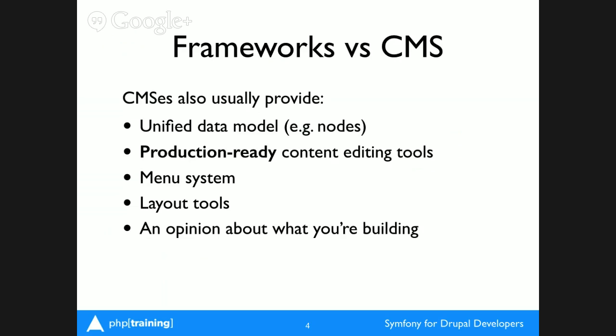CMSs on top of that usually provide a unified data model. In WordPress, everything is posts. In Drupal, it's nodes, and then you have the Field API. They have built-in, production-ready content editing tools. WordPress especially is really known for this. Drupal 7 did a huge back-end refresh to get better at that, and dropping in a lot of these editing tools has become mandatory, and stepping up your game is now expected of a content management system. There's usually some sort of menu system, because content management systems are there to manage the entire layout of the site.